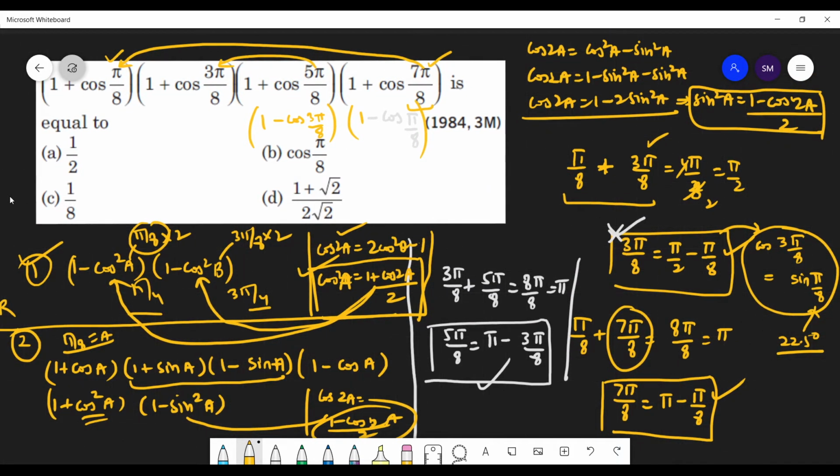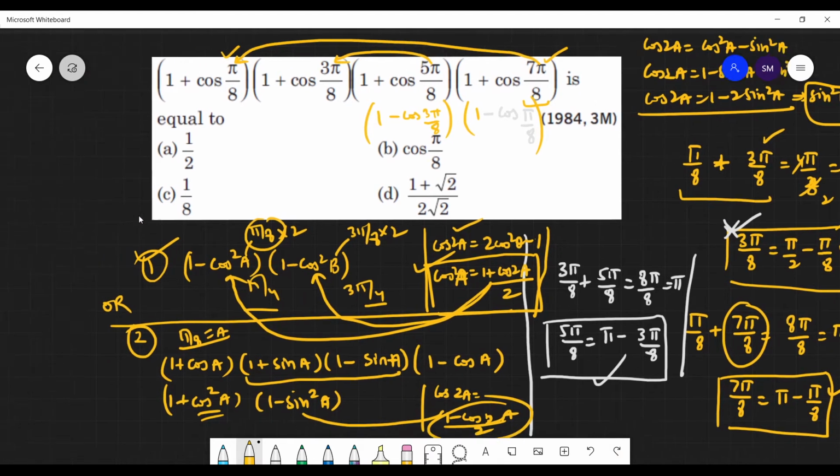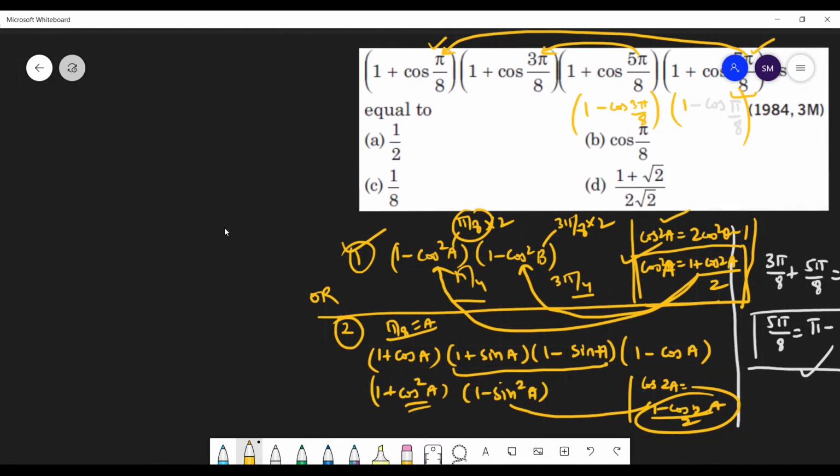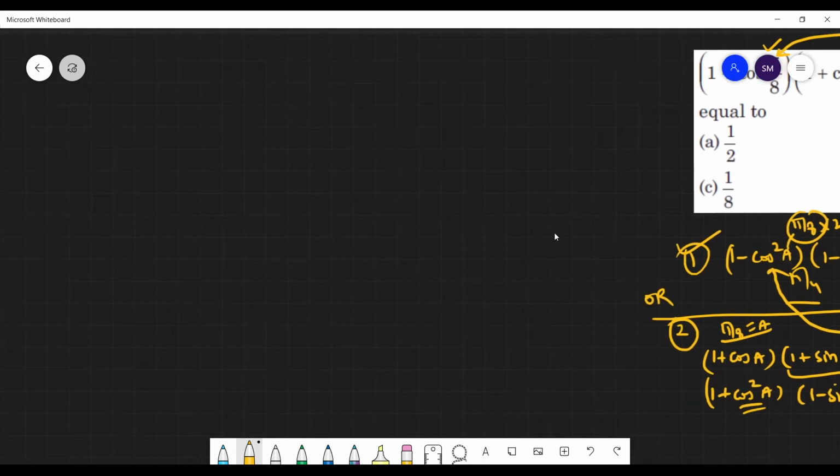So students, discussing and understanding the strategies is quite important, right? 1 by 8, yes, 1 by 8 is the correct answer. You got it, that's good. So option C is 1 by 8. That is the correct answer.